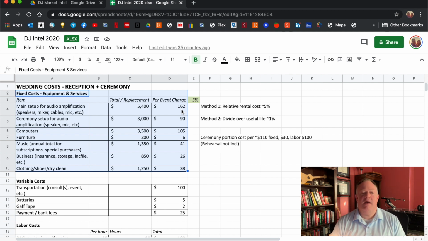The second method would be to think about your useful life and divide that replacement cost over the useful life, all the events and the time that you would use that equipment. So loosely, it's about 5% for the rental method, and about 1% for the useful life method, based on what I've seen and my experience.